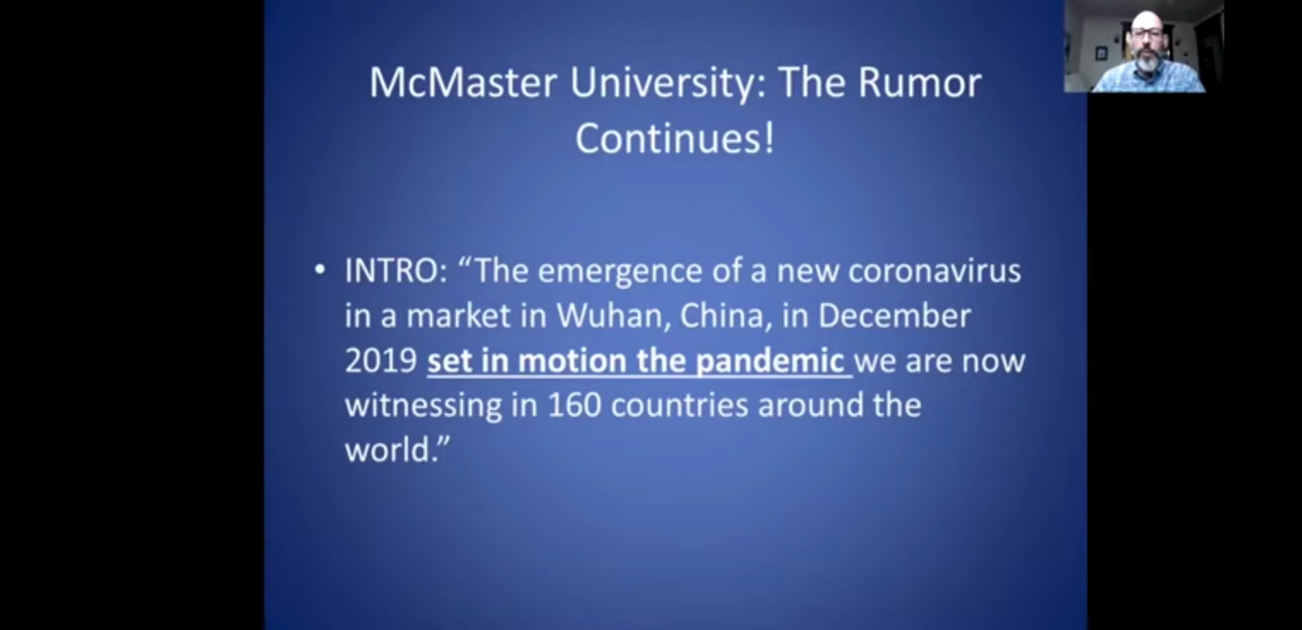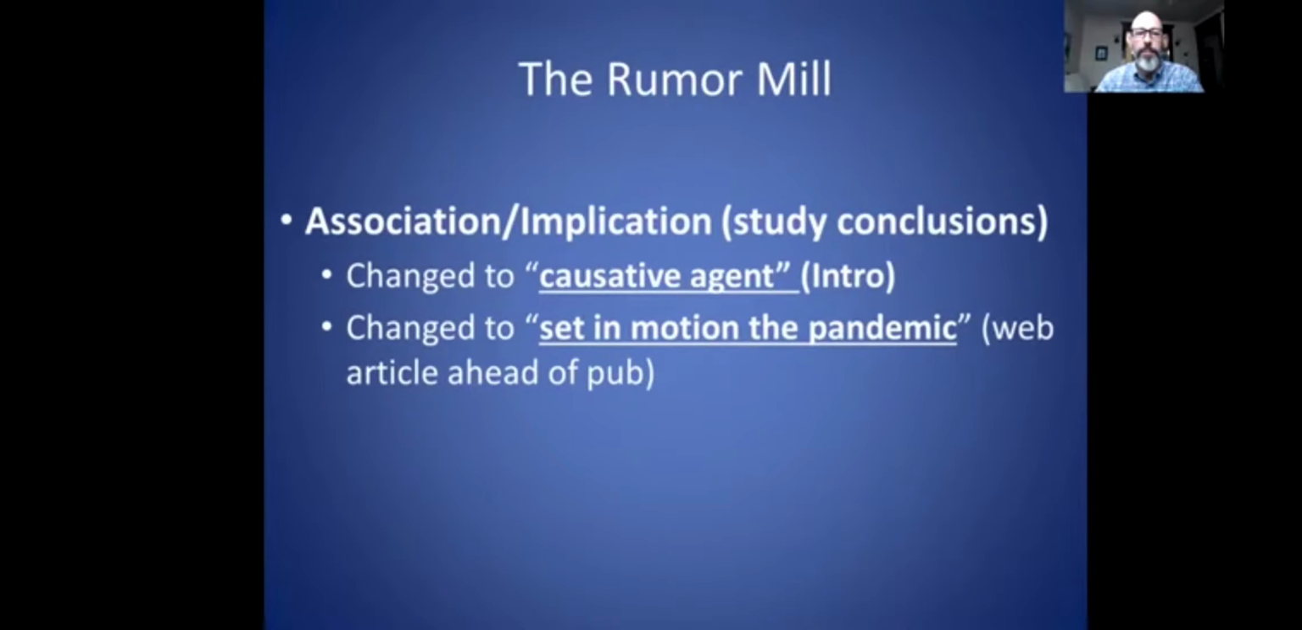If we go on and look again at that McMaster University article, which is on the university website, they also make a bold claim, perhaps following on Kim's paper, saying that this new coronavirus set in motion the pandemic. So that's even a bigger claim than it being the cause of an illness. So you see, once a rumor is put out there, then other people are going to adopt it, and then it's going to become in people's minds the truth, even though there is nothing to back it up.